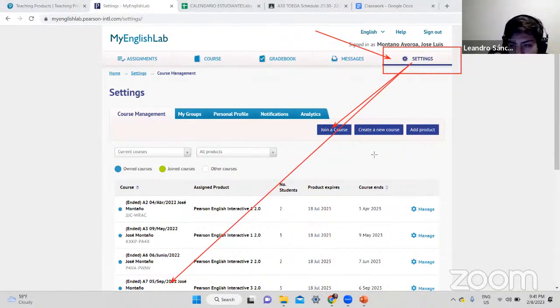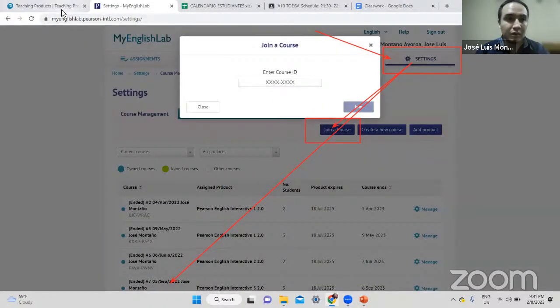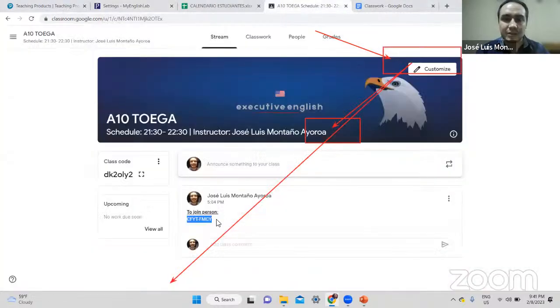Okay, and you copy and paste the ID. The ID is, as I told you, on Google Classroom, but I am going to copy and paste that one also here. Okay, but it's in the chat as well. Don't transfer grades. It's correct. Yes, that's correct.